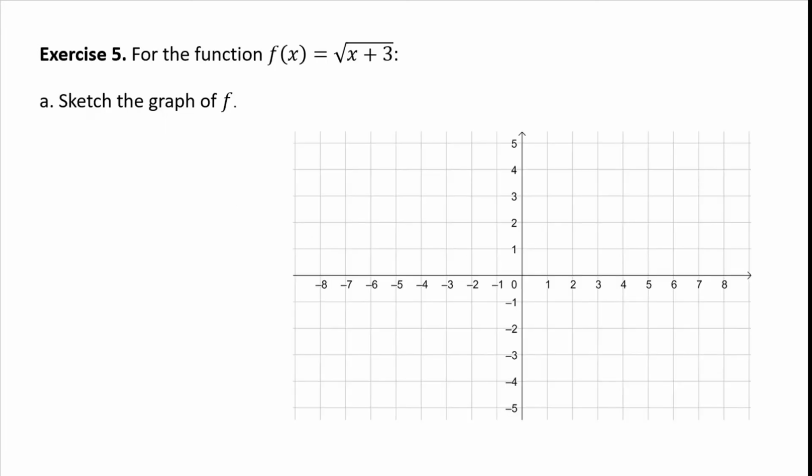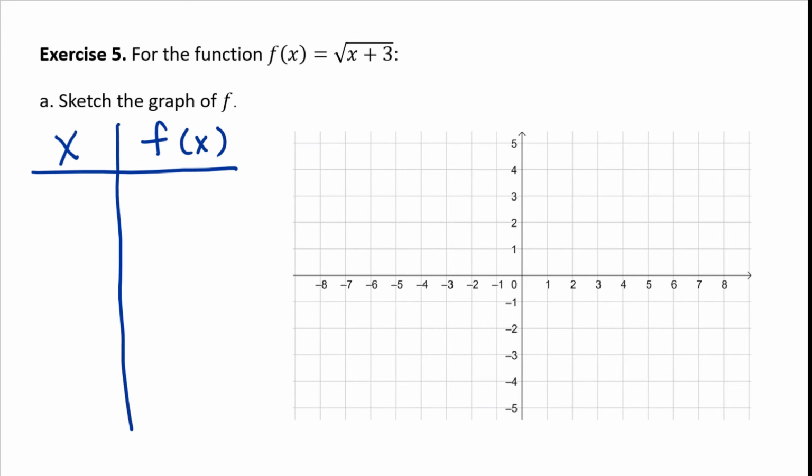For the function f of x equals the square root of x plus 3, part A, sketch the graph of f. Okay, to sketch this function, let's begin by getting a couple of points on the graph. So I'll make a t-chart, x in the first column, f of x in the second. It's called a t-chart because I've got the letter t separating it. And I've got to pick some values for x. Okay, I get to choose those.